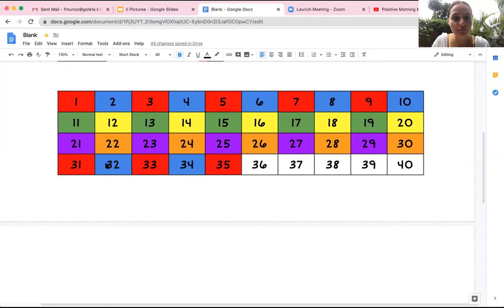We have red, blue, red, blue, red. What comes next? Blue. If we go down, we're starting with blue, so it goes blue, yellow, orange. If we start again, we're starting with the color blue.